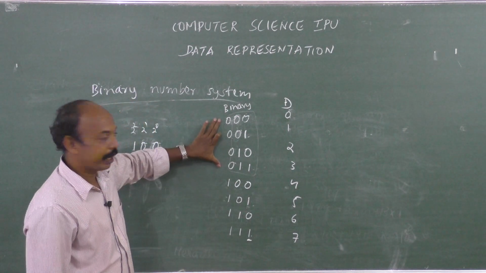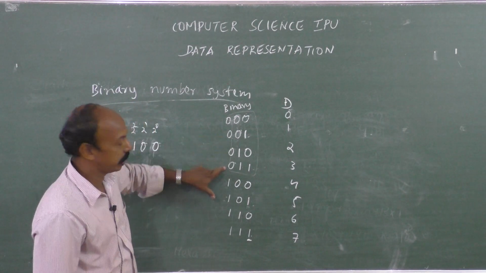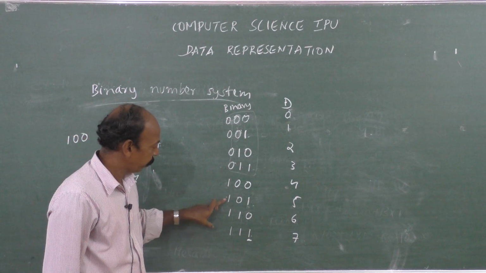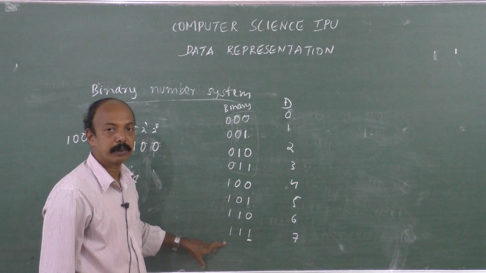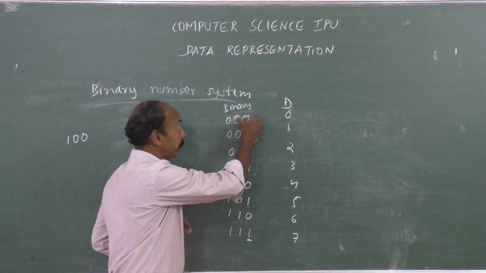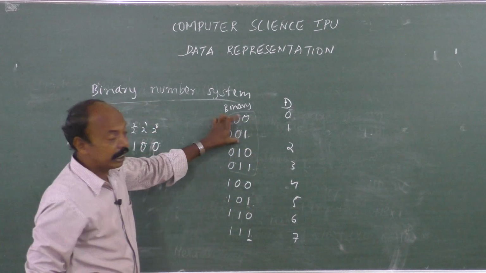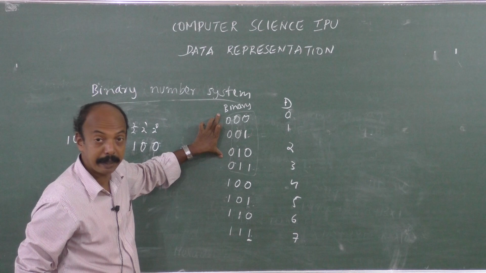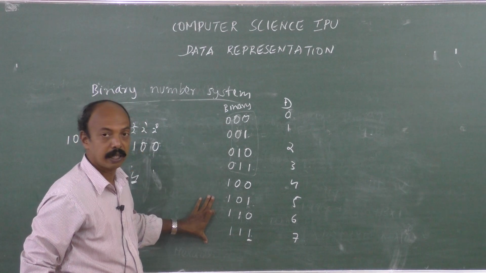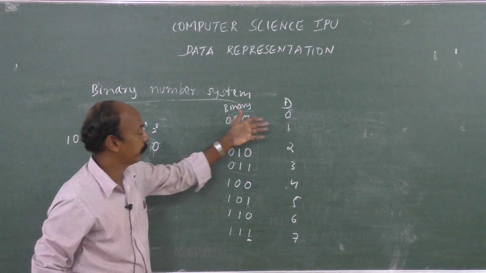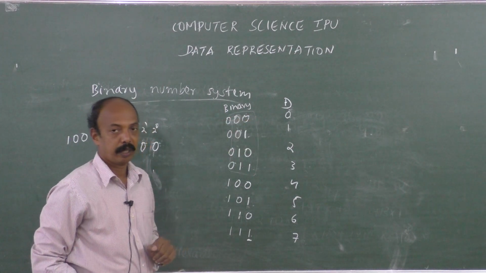Now how can we compare? 0, 0, 0, 0. How many times? 4 times. Here 1, 1, 1, 1, 4 times. That means every time it changes. In the previous column, twice it repeats, then it changes. Here 4 times it will get repeated, then it changes. So this is the easy way to write the binary number or binary equivalent of the decimal number.